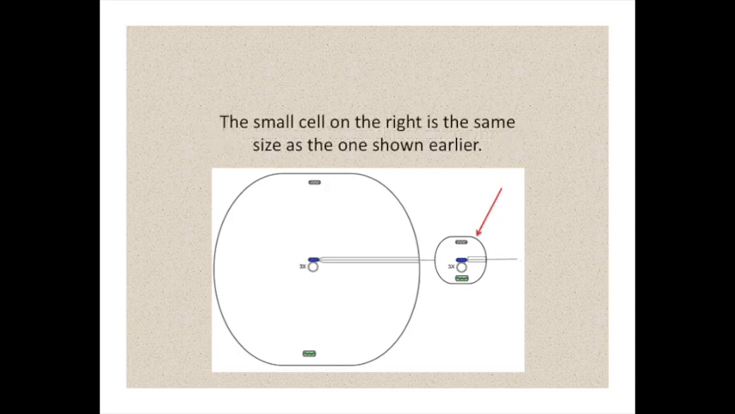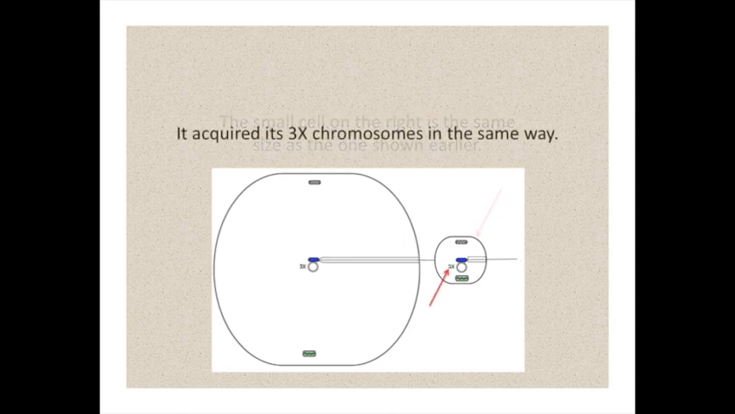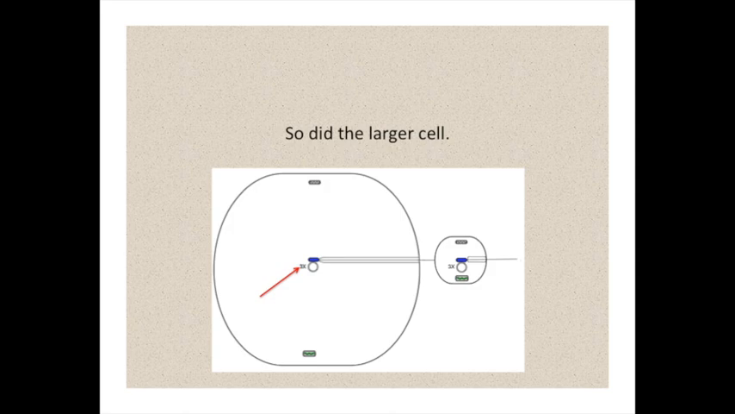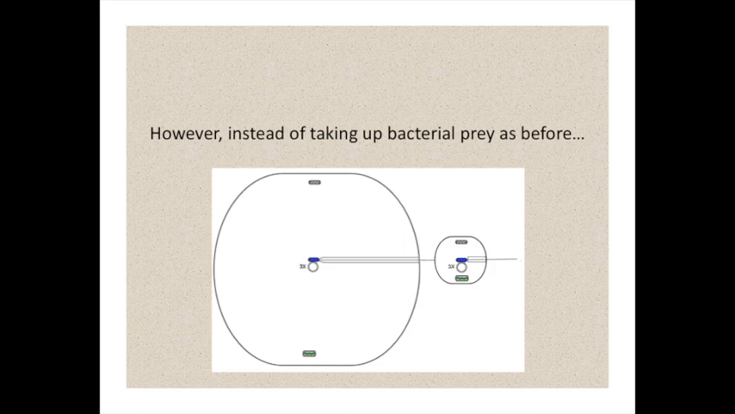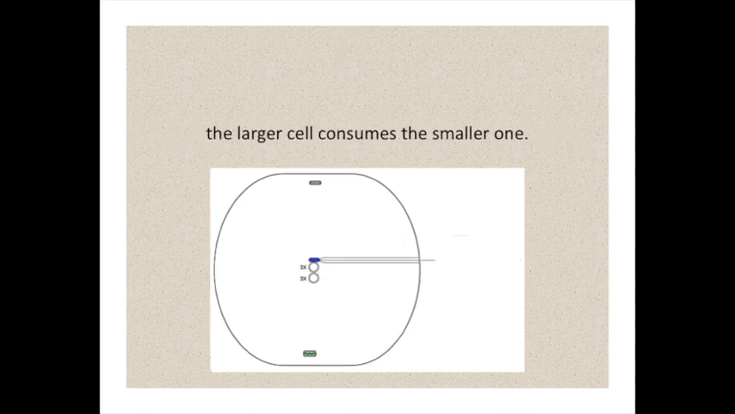The small cell on the right is the same size as the one shown earlier. It acquired its 3X chromosomes in the same way as before. So did the larger cell. However, instead of taking up bacterial prey as before, the larger cell consumes the smaller one, and the chromosome number doubles.